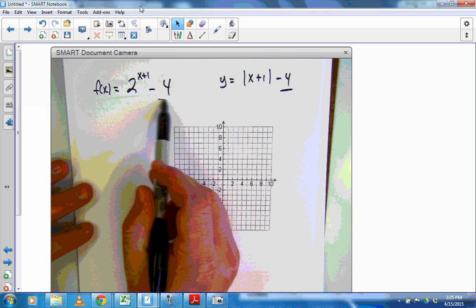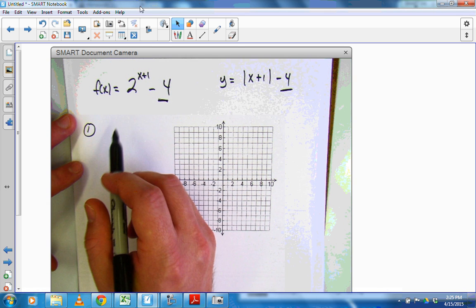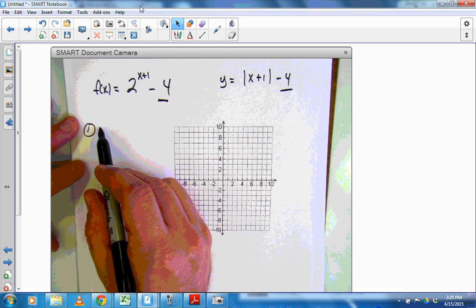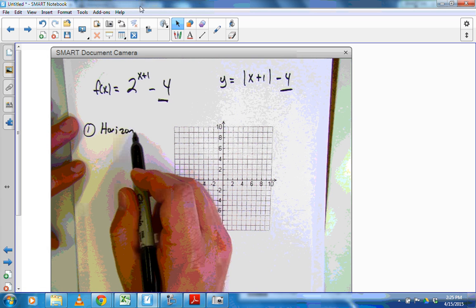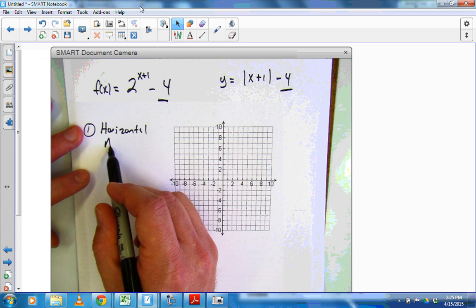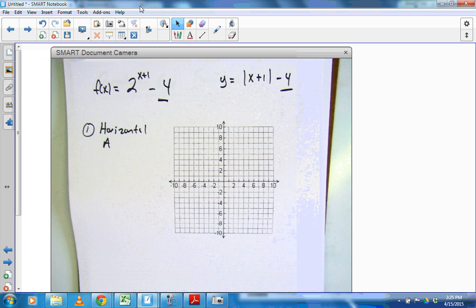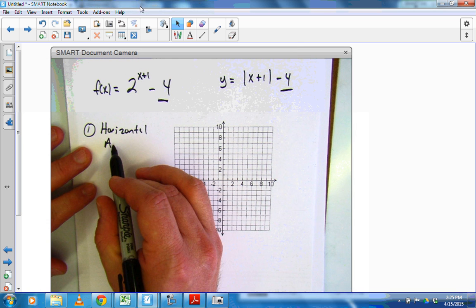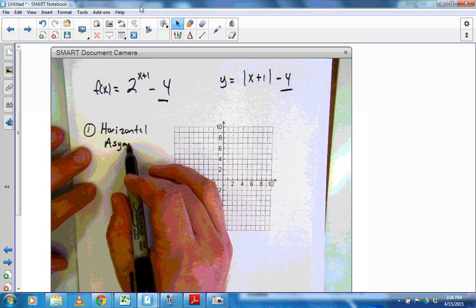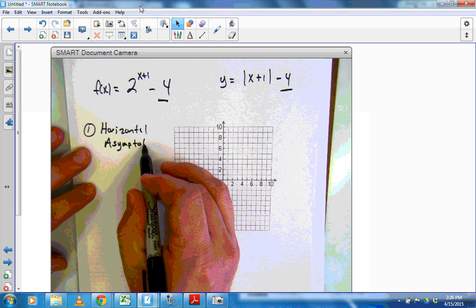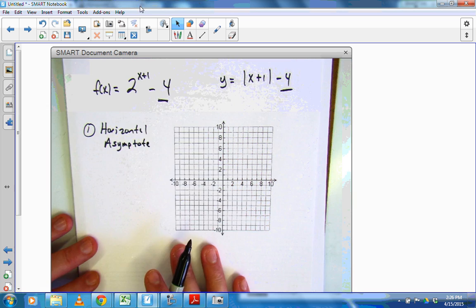So let me give you a 1, 2, 3 list here. So the first thing, and by the way, we call it a horizontal asymptote. Okay? Because there are other types of asymptotes. There's vertical asymptotes, and there's also called slanted asymptotes. Some people call them oblique. I call them slanted because I can't spell oblique. Okay? So we got a horizontal asymptote.